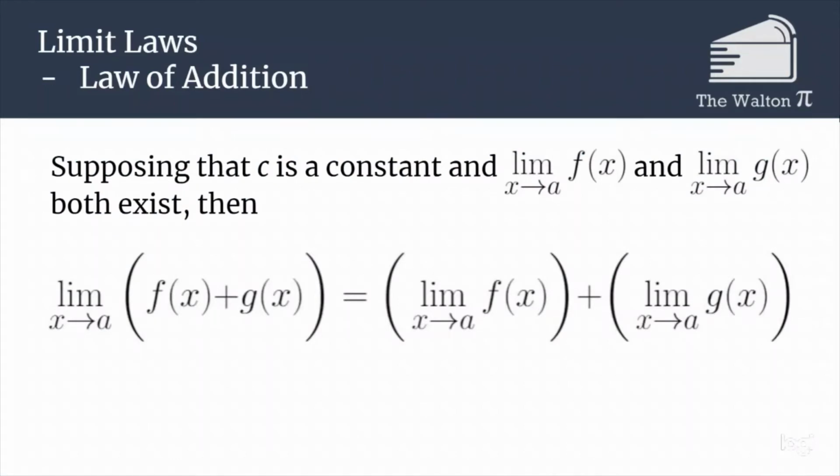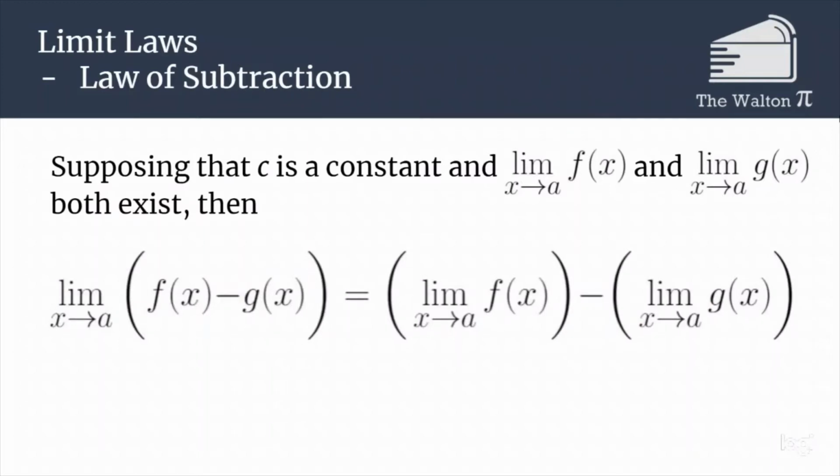If we are adding two functions together inside a limit, that's the same thing as the limit of the first function plus the limit of the second function. We can also do subtraction as well, so the limit as x approaches a of f of x minus g of x is the same thing as the limit as x goes to a of f of x minus the limit as x goes to a of g of x.